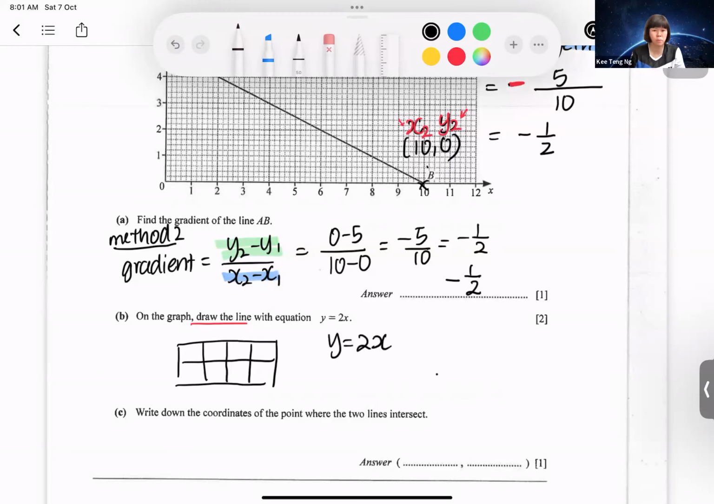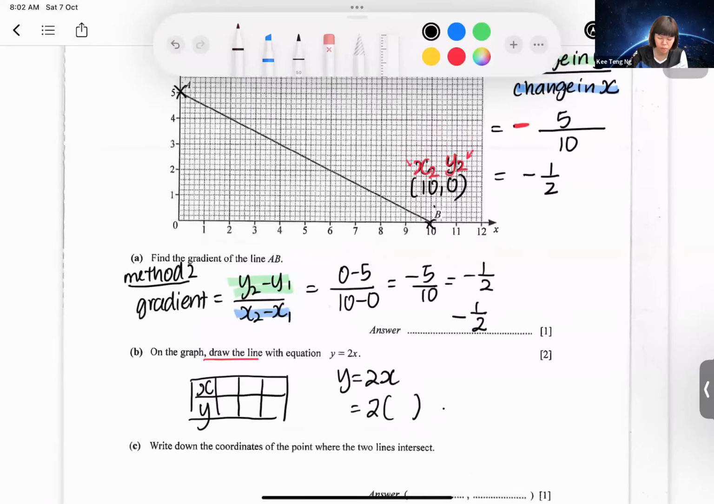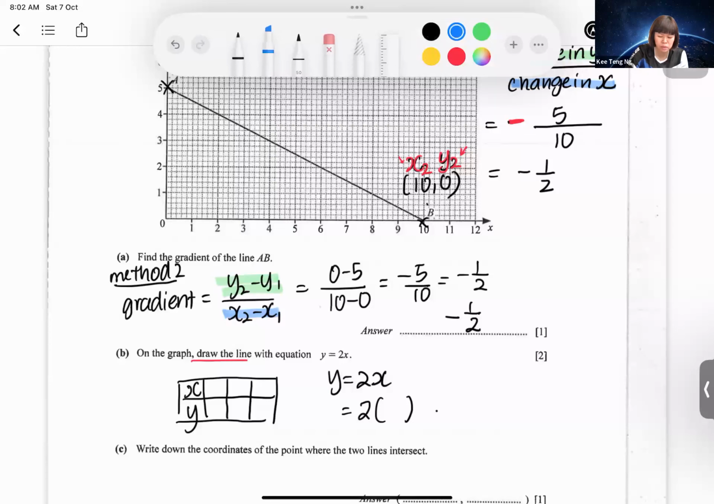In the chocolate bar, what to put? The x values are the ones on top. The y value is below. So this is y equals 2 times x, 2 times something. What are the x values that I can choose from? There are so many x values, 0 all the way to 10. So I can just pick any x value. I'll probably pick 0, maybe 5, maybe 10.